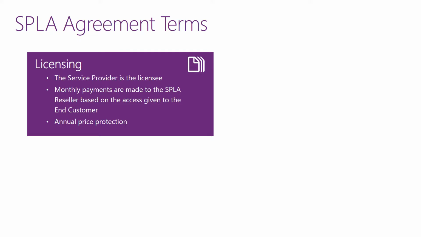The other point to note here is that there is annual price protection available in SPLA. Microsoft only ever increase prices of existing products once a year on January the 1st. This means that if, for example, SQL Server Standard 2016 is a particular price at the start of the year, then that price won't change for the year. If there's a new release of SQL, then that may well be at a different price, but there won't be changes for products that a service provider has already offered services around.